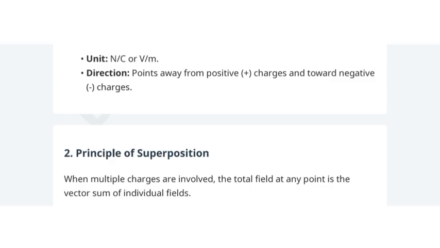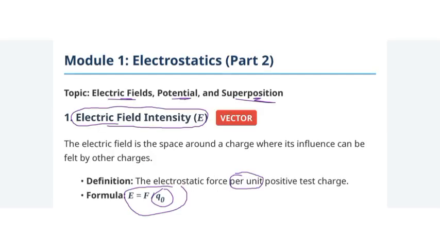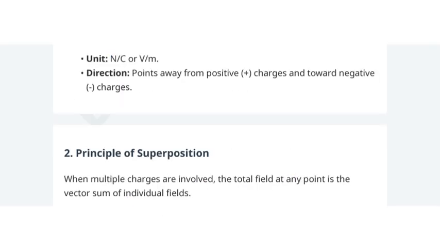Right, so moving on, the direction: points away from positive charges and towards negative charges. So what happens is that the electric field intensity points away from positive charge towards the negative charges. Okay, so take note of that. So it means that if this is a positive charge and a negative charge, the electric field intensity goes from the positive towards the negative charges. All right, so please take note.